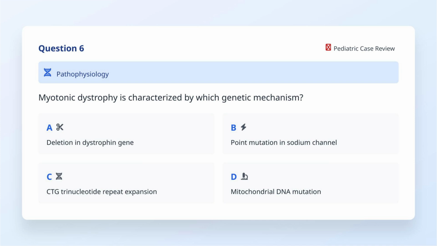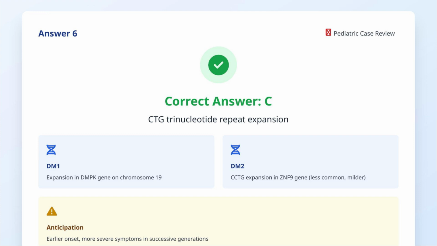Myotonic dystrophy is characterized by which genetic mechanism? A. Deletion in dystrophin gene. B. Point mutation in sodium channel. C. CTG trinucleotide repeat expansion. D. Mitochondrial DNA mutation. The correct answer is C.